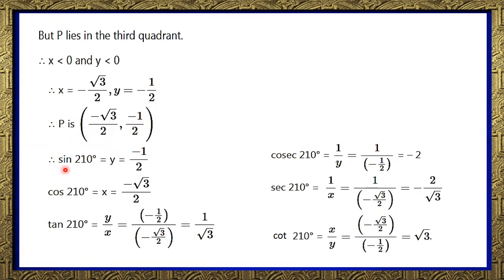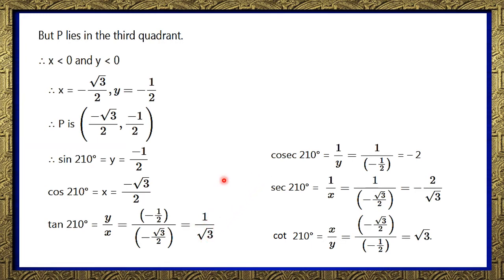So, we will define the trigonometric functions of 210 degree as sine 210 is equal to y, which is equal to minus 1 upon 2, and cos 210 degree is x, which is equal to minus root 3 upon 2. Then tan 210 degrees is equal to y upon x, which is equal to minus 1 upon 2 upon minus root 3 upon 2, which is equal to 1 upon root 3.